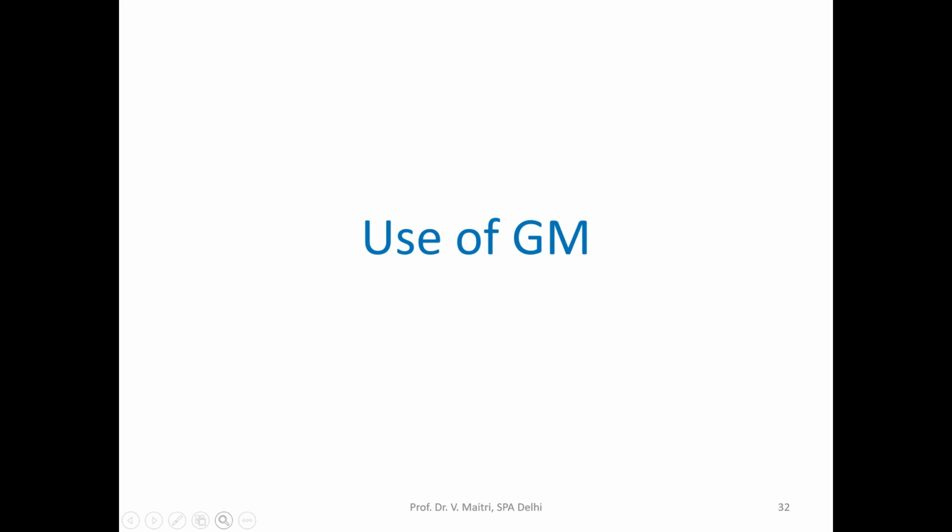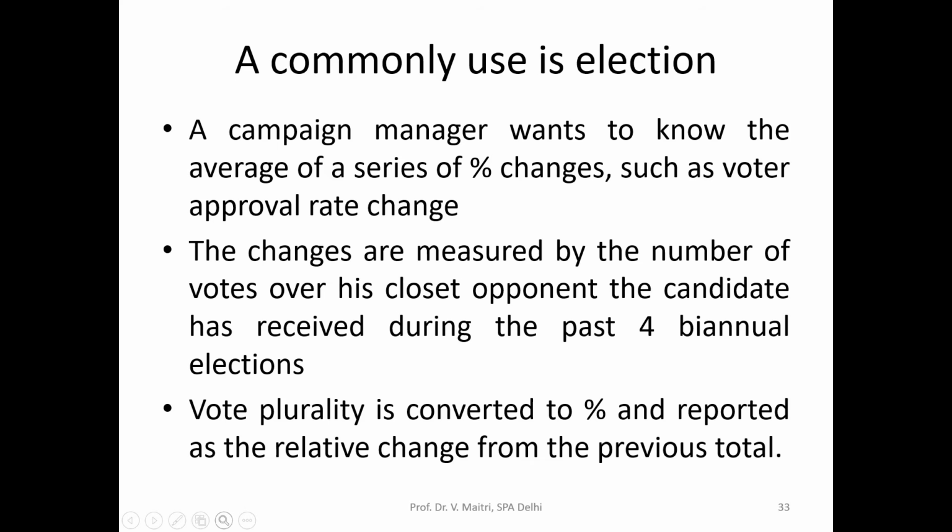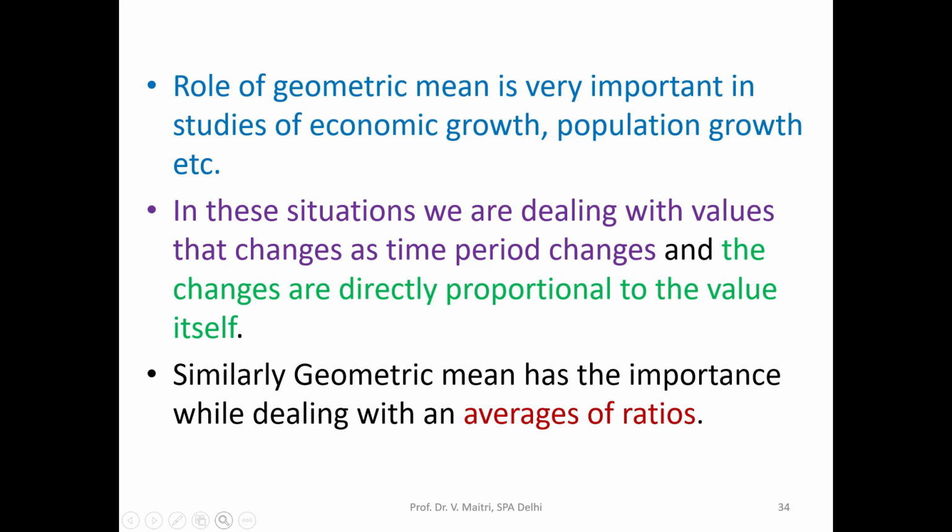What is the use of geometric mean? Normally we use it in elections, because in an election we are looking at what trend is going on, how growth is coming from which sector, the voter approval rate, and where the changes are coming. I am not interested in this example. The role of geometric mean is very important when studying economic growth and population growth, etc.